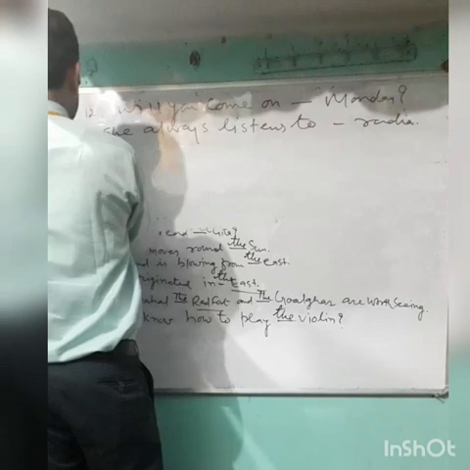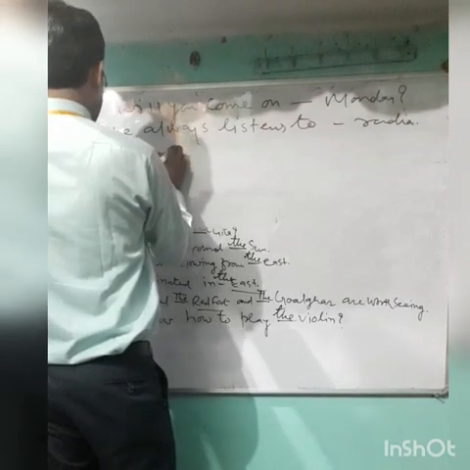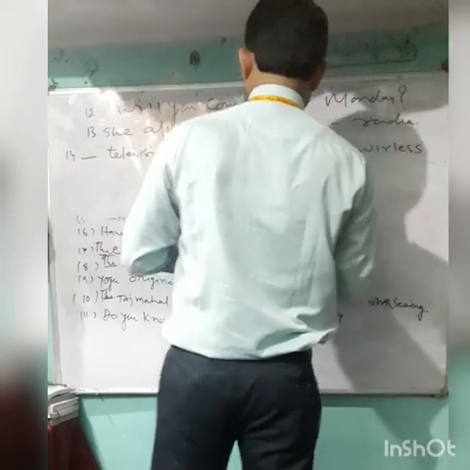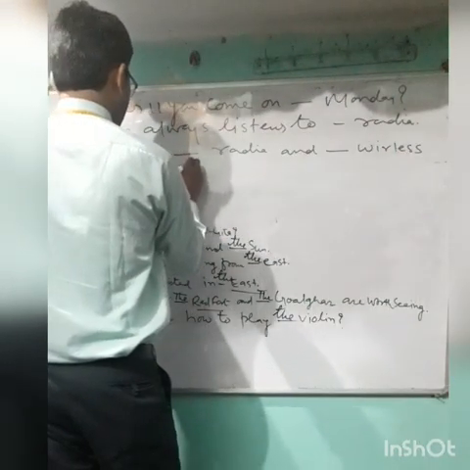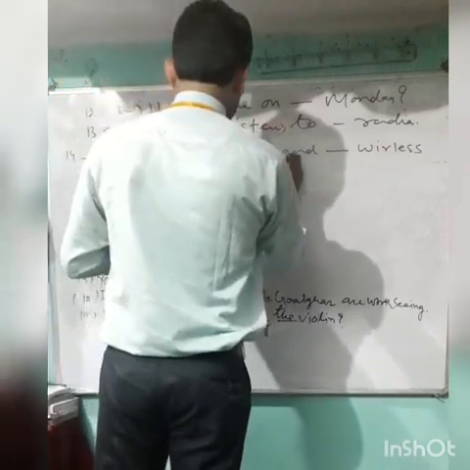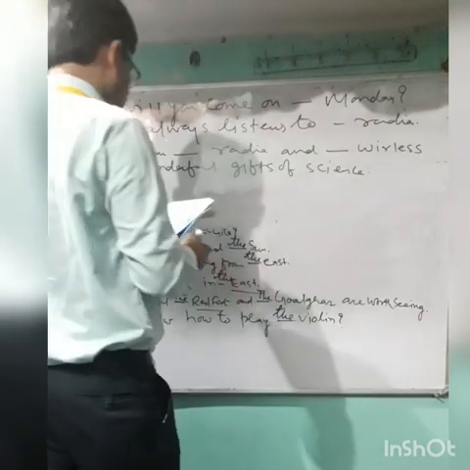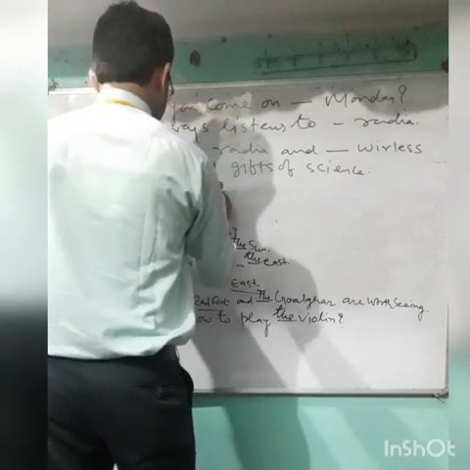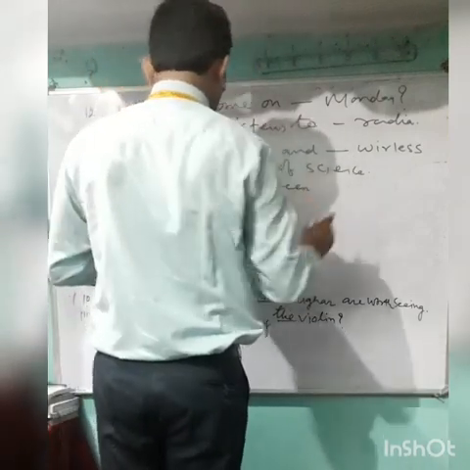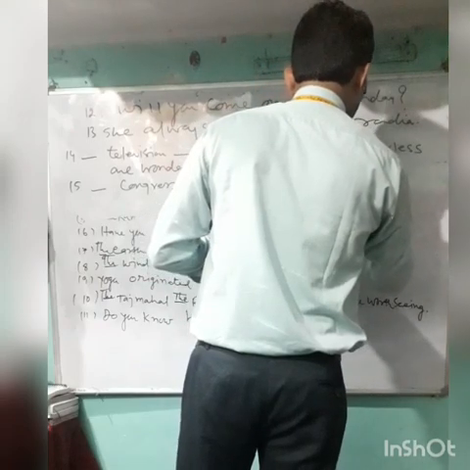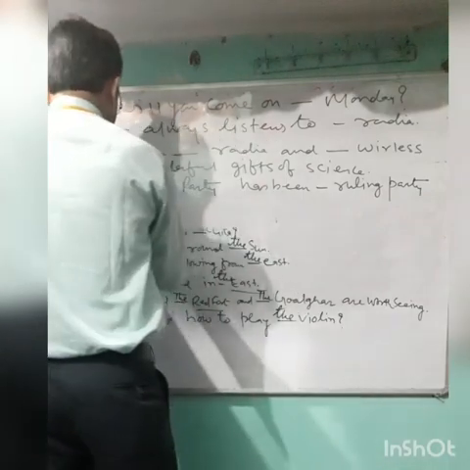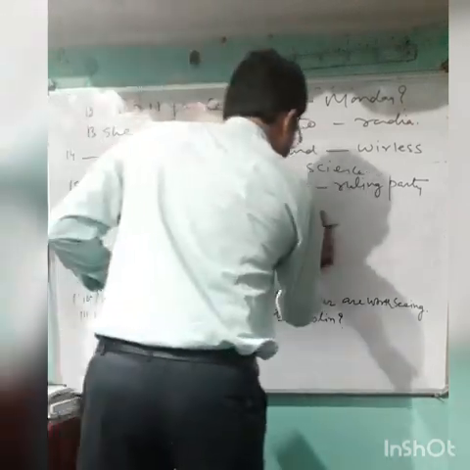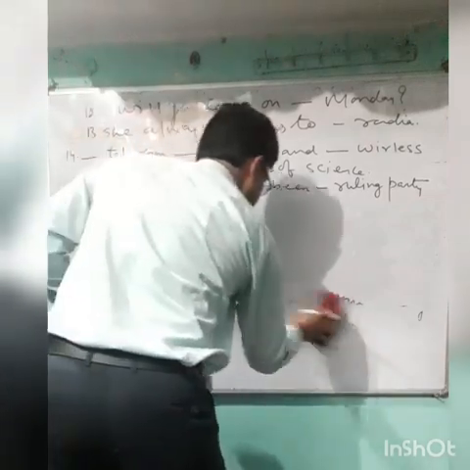Then next question is, television, radio, and wireless are wonderful gifts of science. Next question is, Congress party has been ruling party in India. Let's discuss. Have a look and try to understand all these things. This is very important for you.